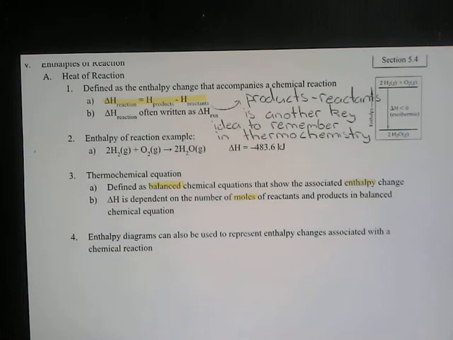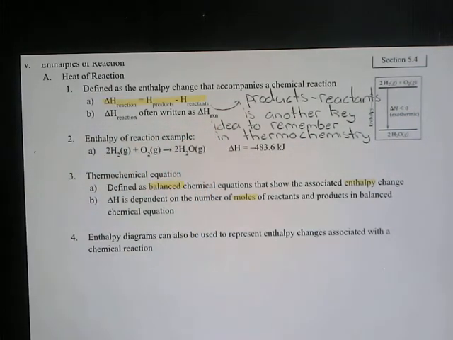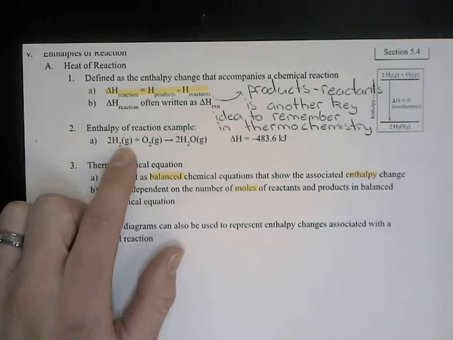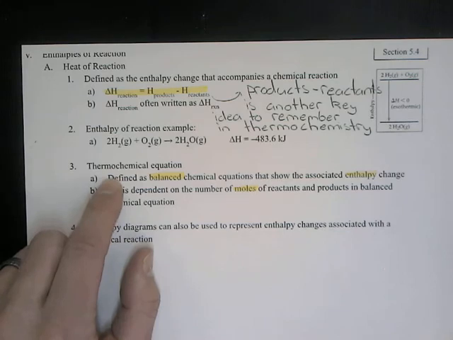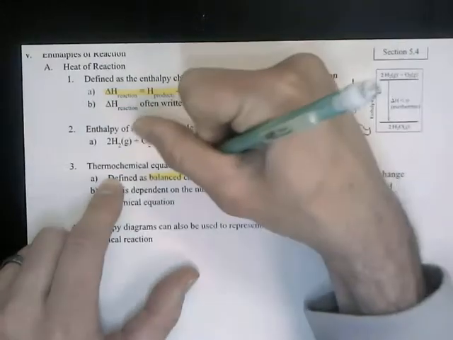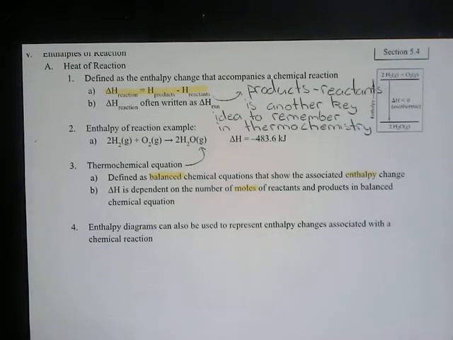Now, a lot of times you'll see delta H of the reaction written as delta H RXN. So that's just some information that you should know as well. Now, we have an example here of the heat of reaction, and we can also classify this as a thermochemical equation. So I'm going to draw an arrow because this is a thermochemical equation, and it's just defined as a balanced chemical equation that shows the associated enthalpy change.